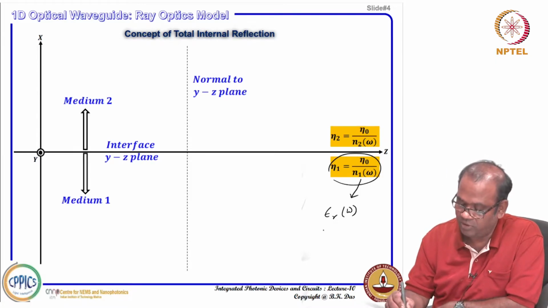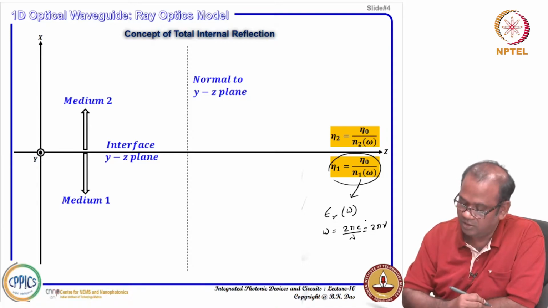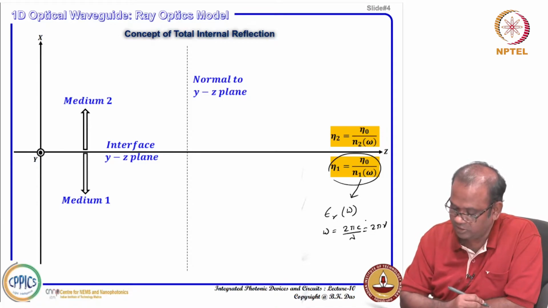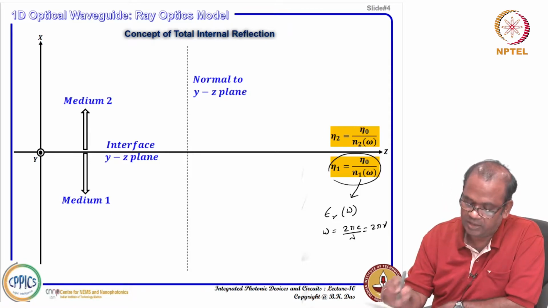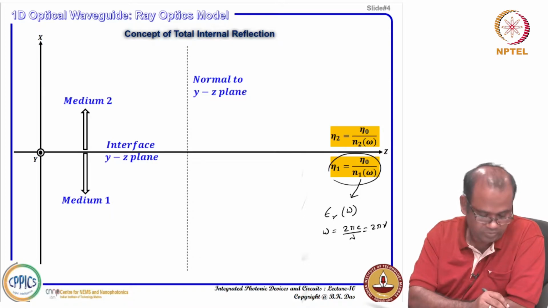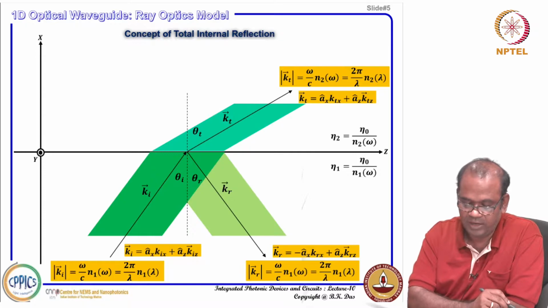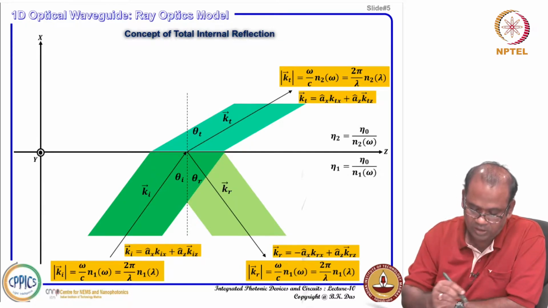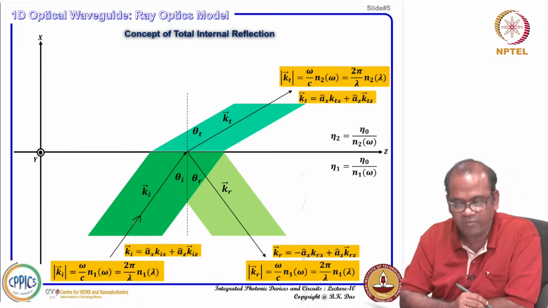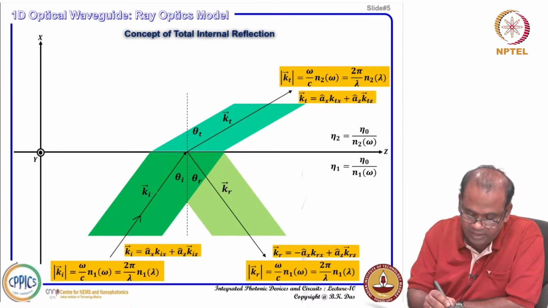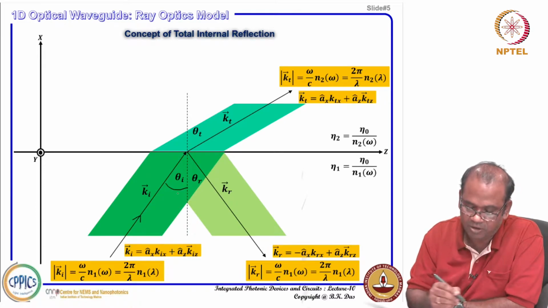So, omega equals 2 pi c by lambda or 2 pi nu, the angular frequency. Nu is the linear frequency, lambda is the wavelength. Similarly, eta 2 we have written like that. Now, let us see what actually happens. Consider an electromagnetic plane wave propagating in the k_i direction, making an angle theta_i with the normal.